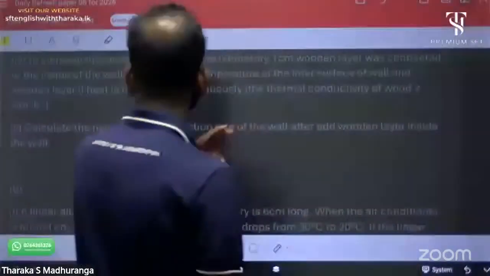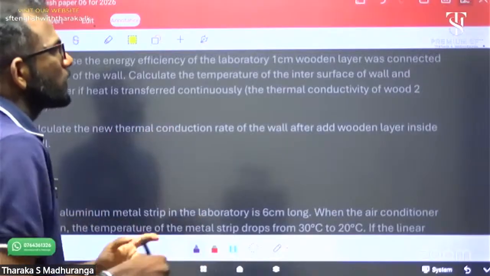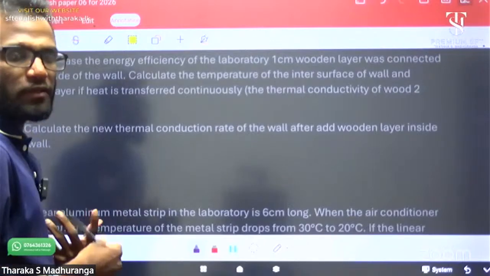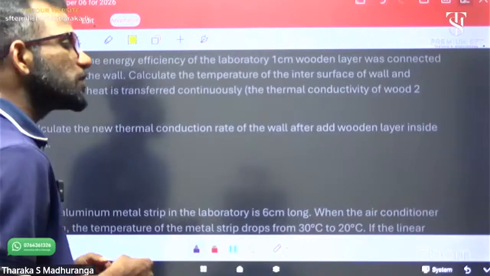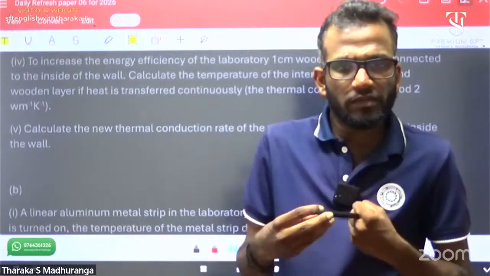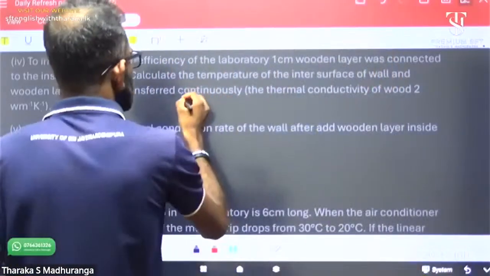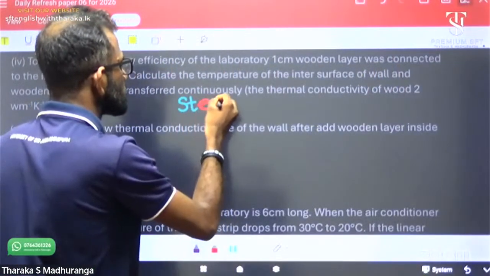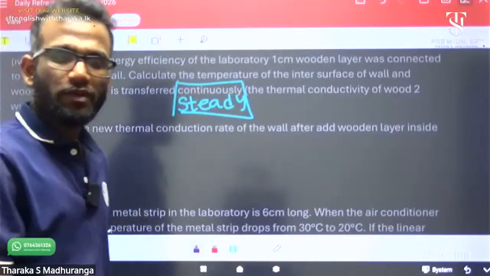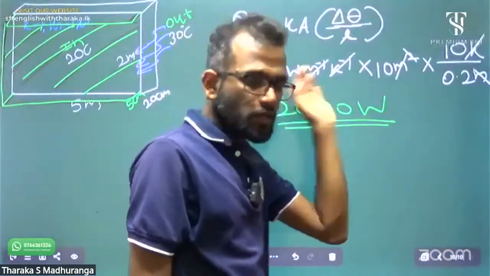Next. Calculate the temperature of the interface of the wall and wooden layer, if heat transfers continuously. Do you know the meaning of continuous heat transfer? In the continuous stage, we call it steady state. Do you know the meaning of steady or continuous state?